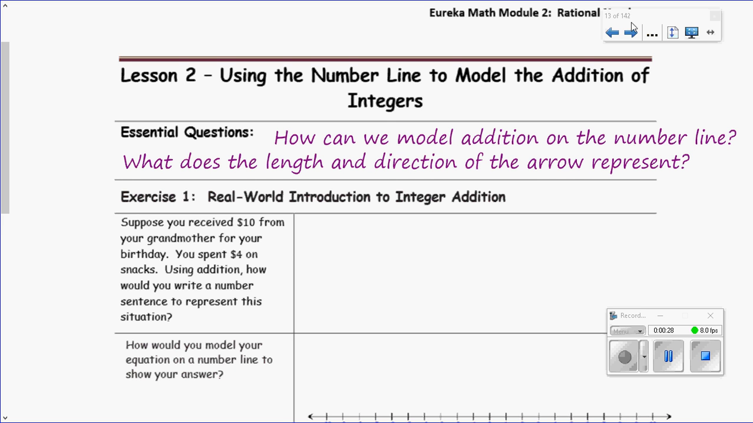All right, let's suppose you receive $10 from your grandmother for your birthday and you spend $4 on snacks. Using addition, how would you write a number sentence to represent the situation? Now, I know a lot of you are thinking, well, you said addition, but can I just do 10 minus 4? Interesting, this is going to be the same mathematical answer, but we're going to talk about it on the number line. I have $10 and then I spend $4. So it's like saying I have 10 and then I lose 4, or I owe 4, or I take away 4. The answer, hopefully you already know, is 6.